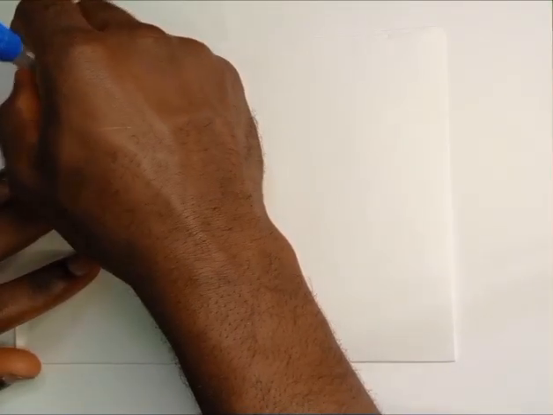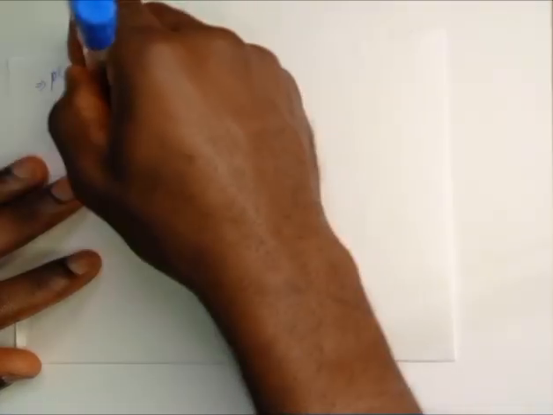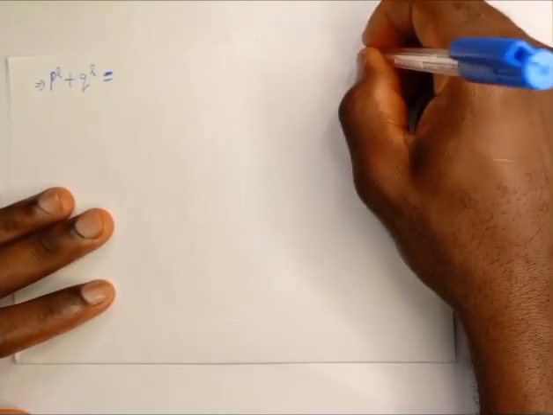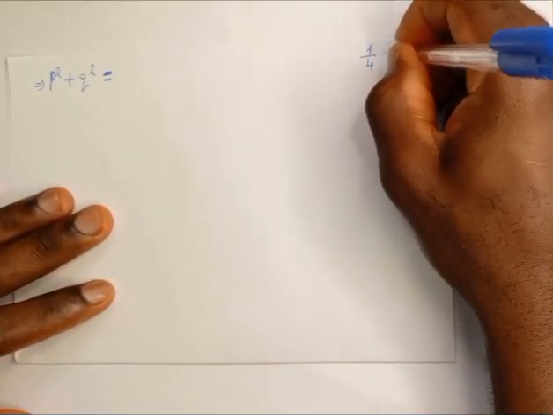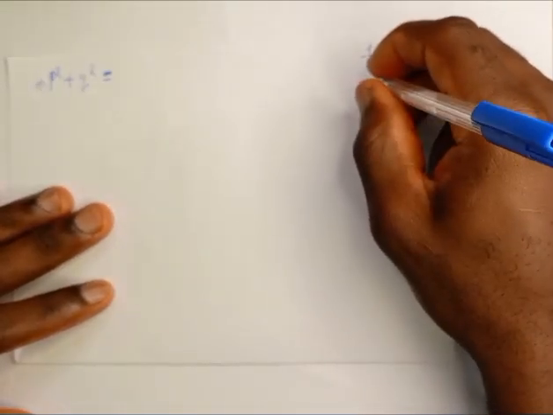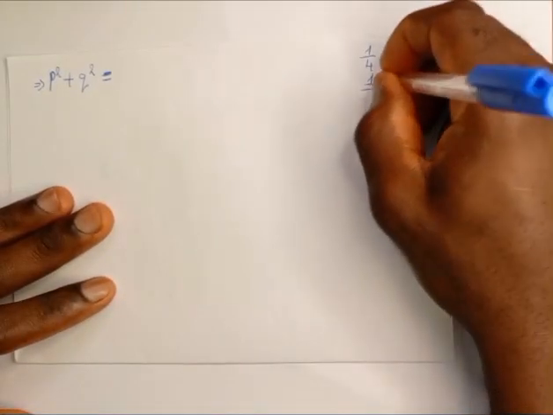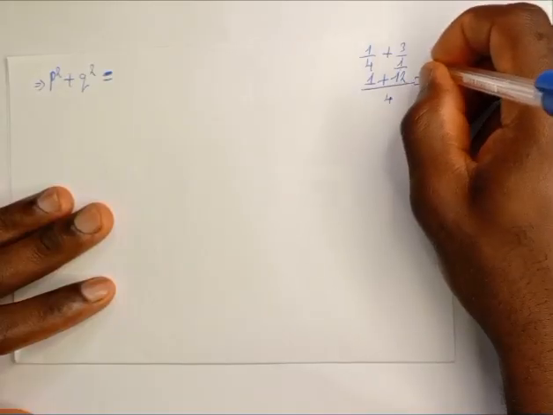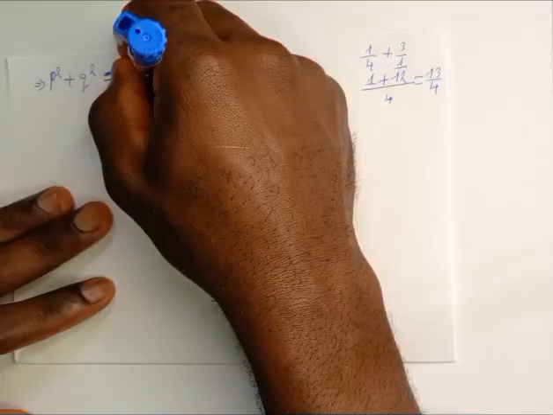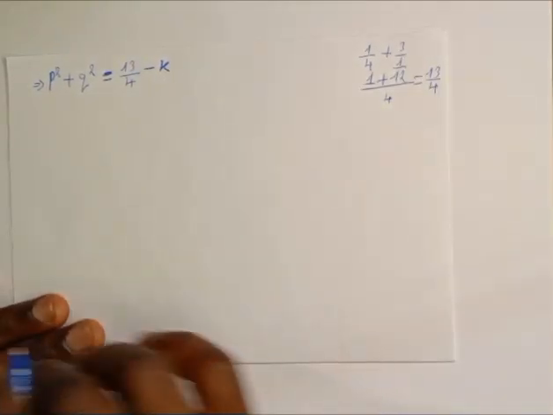P squared plus Q squared will simply be equal to, if we take 1/4 plus 3 over 1, the LCM of the denominators is 4. 4 divided by 4 gives 1 times 1, 1, plus 4 divided by 1 gives 4 times 3, 12. And this will simply be equal to 13 over 4. So this will be equal to 13 over 4 minus K, like this. So this is the value of P squared plus Q squared.